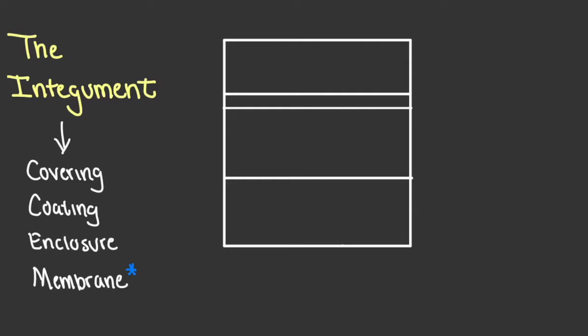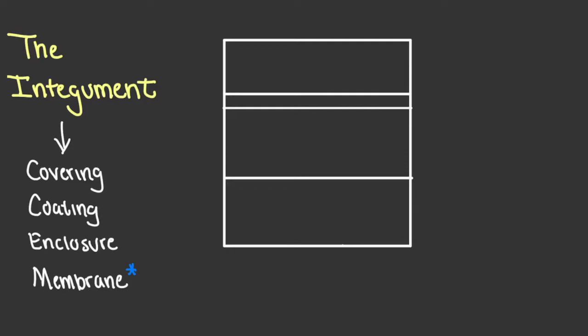And so when we use this word membrane, it is referring to a protective layer. Again, a covering, a coating, or enclosure. And what the integument does is it protects the internal parts of us from the external things around us, or the things that we would find in the environment.